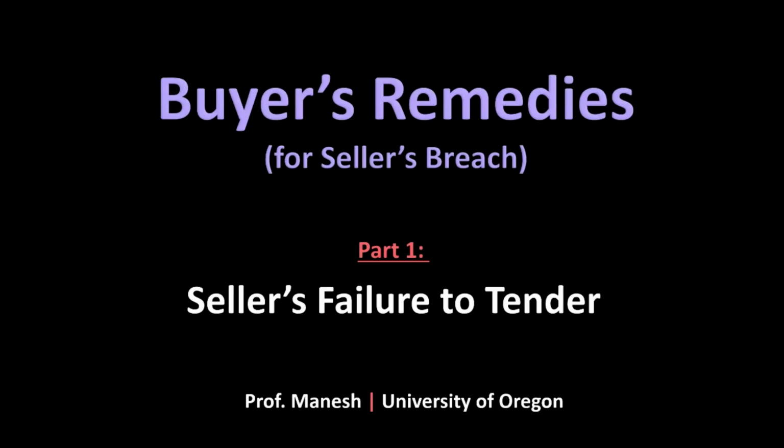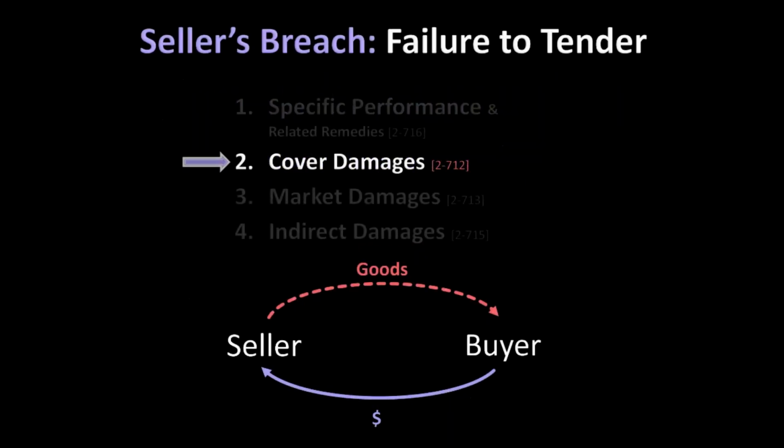In this video, we will begin examining the default remedy available to the buyer in the event the seller breaches a contract by never tendering the goods that she was obligated to. That default remedy is the legal remedy of money damages. And we will start this examination by considering first one measure of the buyer's money damages, specifically the buyer's cover remedy.